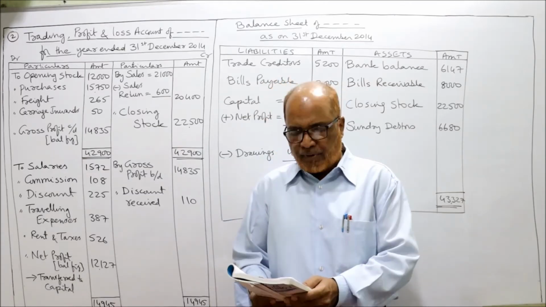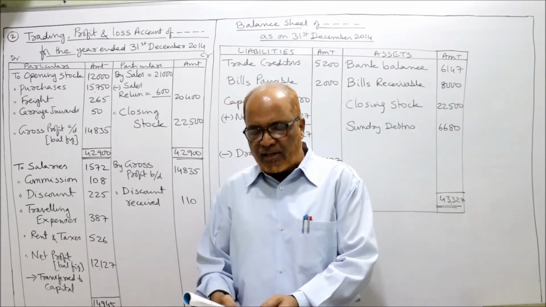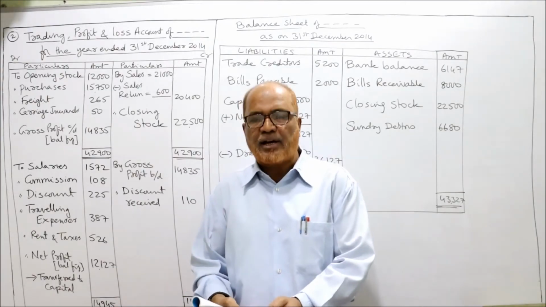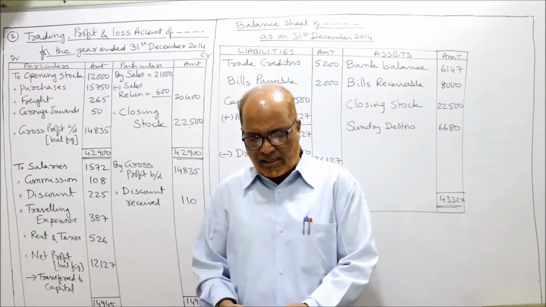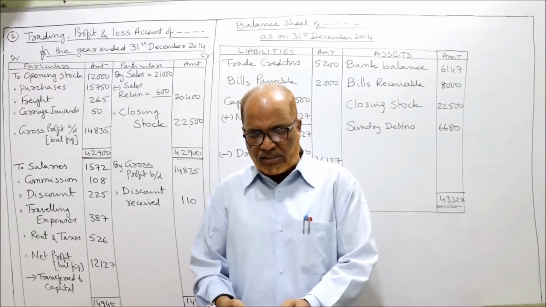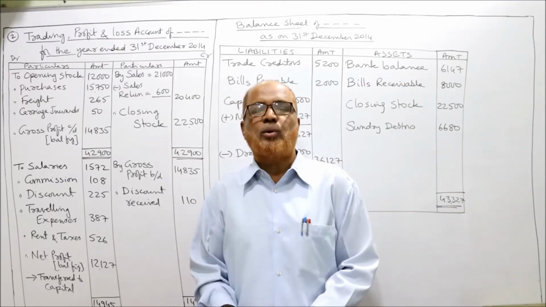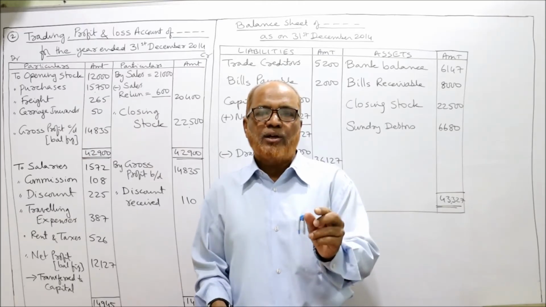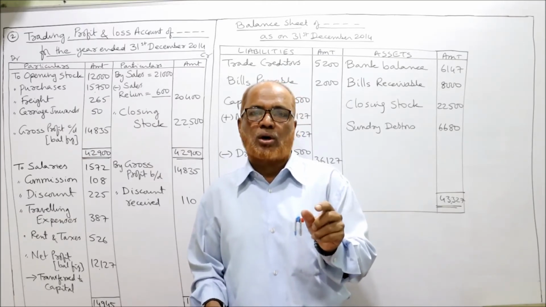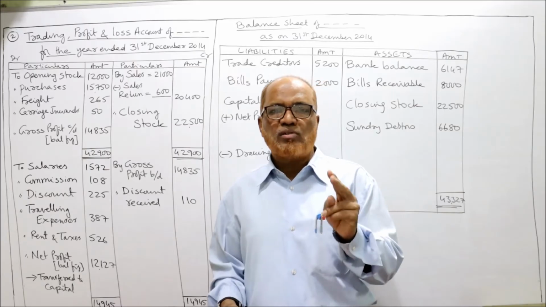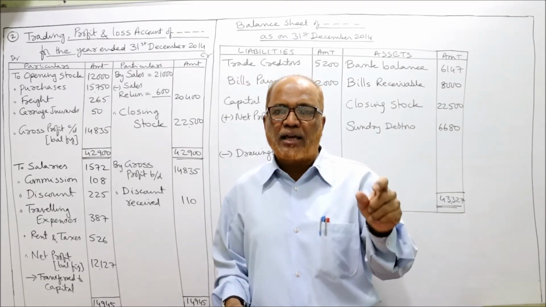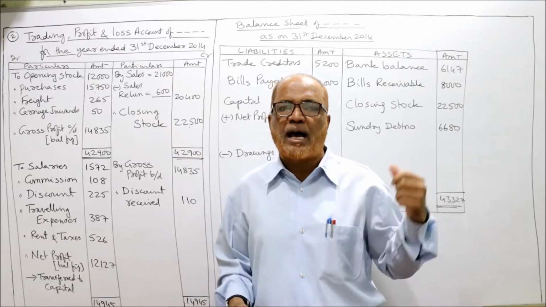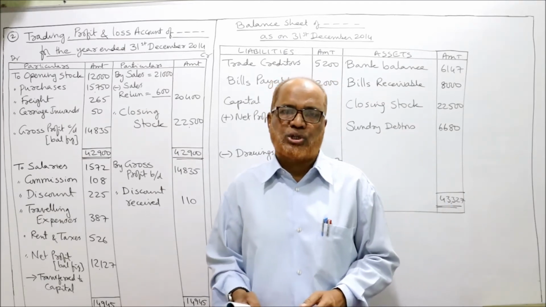Now see the problem. From the following figures, prepare trading profit and loss account for the year ended 31st December 2014 and balance sheet as on that date. The stock on 31st December 2014 amounted to 22,500. This 22,500 is the closing stock. This will appear twice: in the trading account on the credit side, and again on the asset side of the balance sheet.